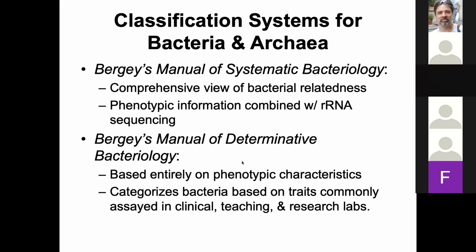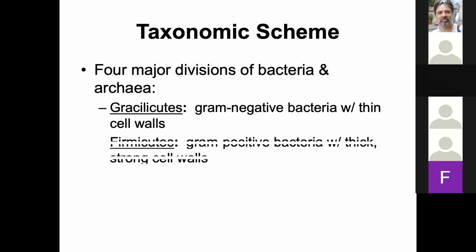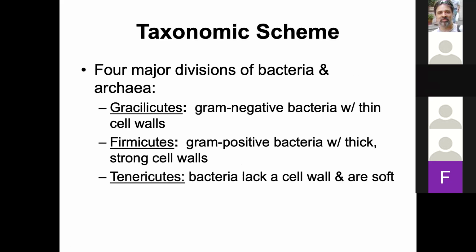So when we do determinative bacteriology, we use techniques such as growth on different media, the shape and the arrangement of the cells when we look at it under a microscope slide, and the ability to produce particular biochemical products as a way to determine what we're dealing with, right? So there's 4 major divisions of bacteria and archaea.